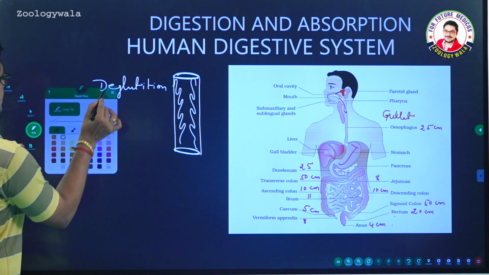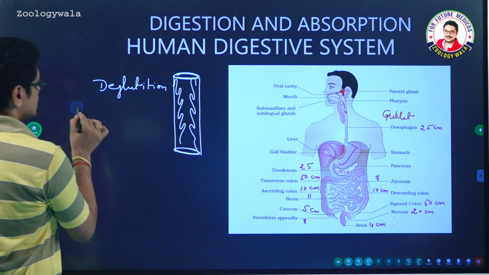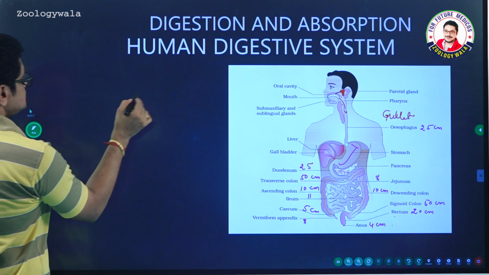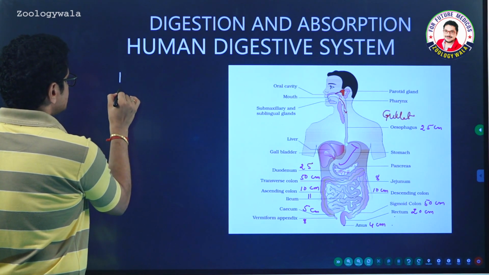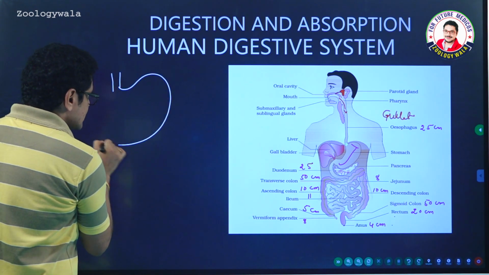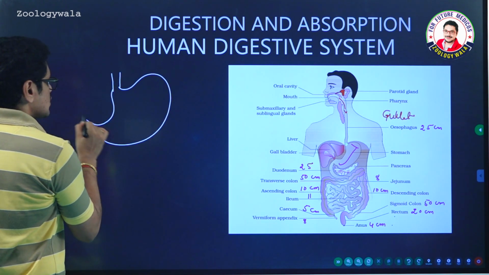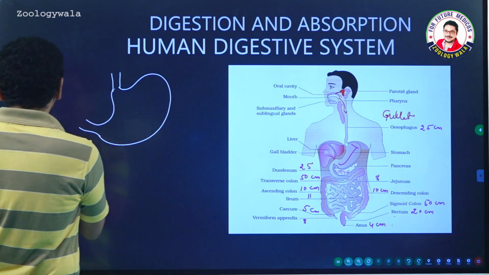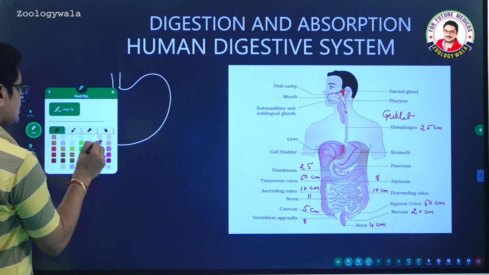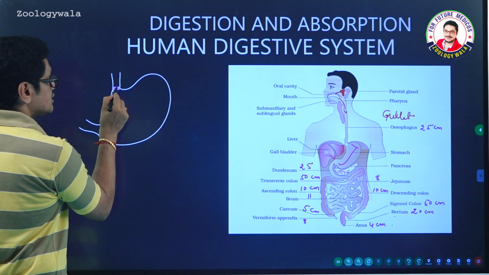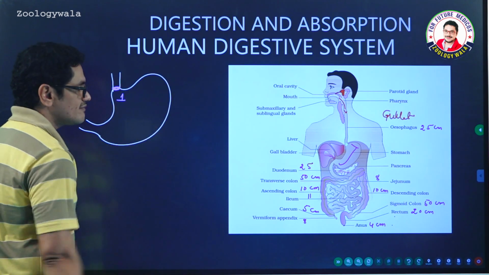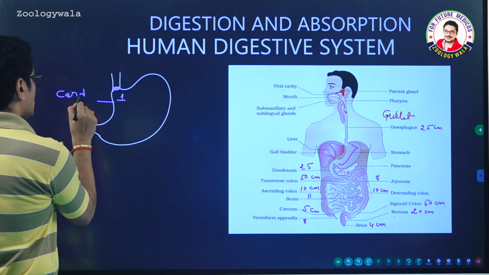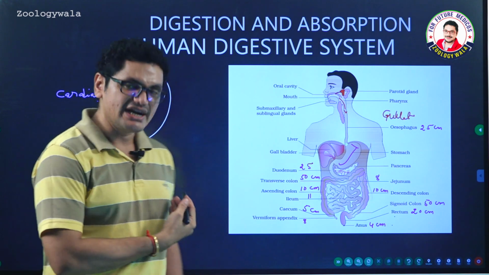Let me show you that J-shaped bag again here. Okay, now I will try to represent this one as the esophagus, and this one is an area. So lesser omentum, greater omentum, concavity is present here, convexity is present here, and this is an area which is supposed to have the sphincter. Here the sphincter is present, and this is the first part of the stomach called the cardiac stomach, and it is called cardiac because it is present nearer to the heart.